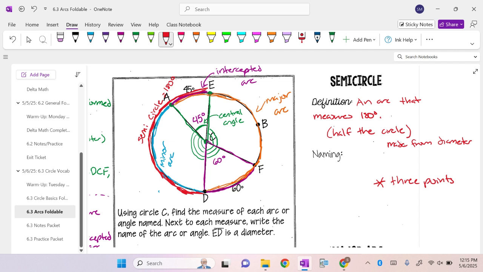All right. So again, just like with a major arc, we need 2 endpoints and a point in between them. So one of the ways I can name the arc, actually the only way I can name the arc that I just drew, is EAD. What's another semicircle I could create and label?